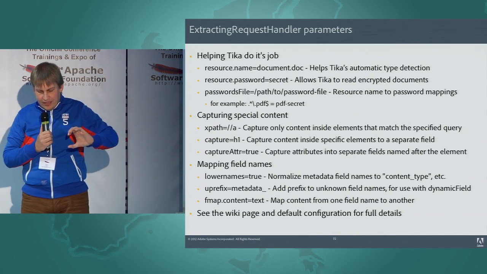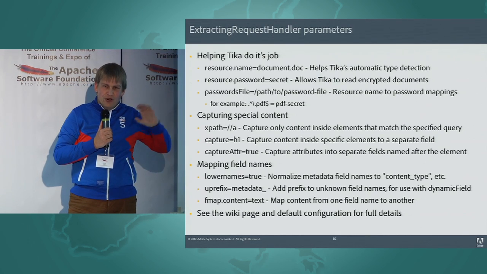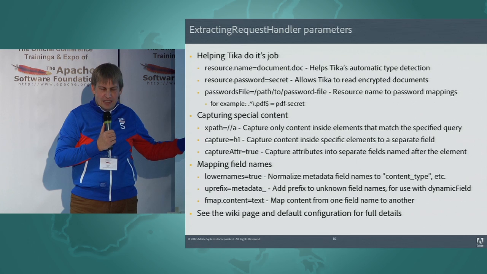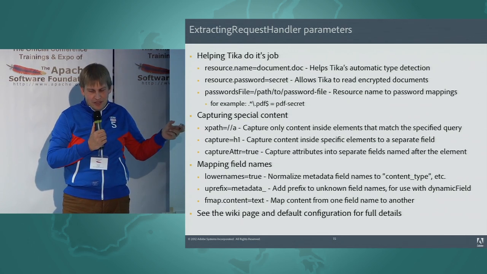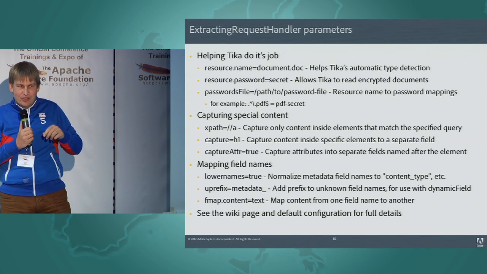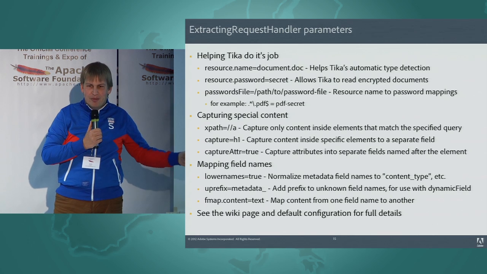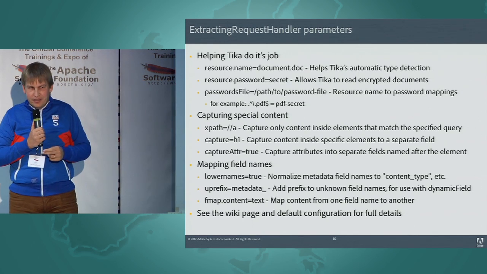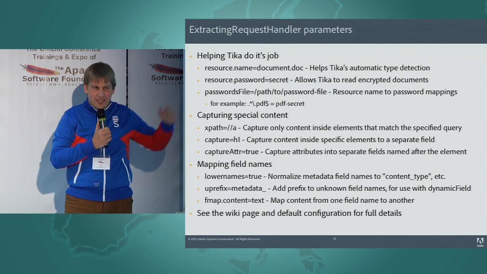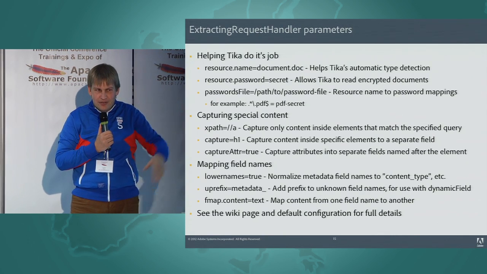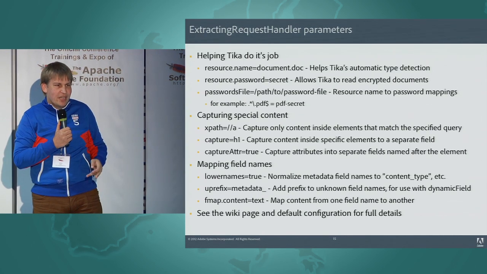Then there are these capture arguments that leave the normal extracted text as is, but they also capture specific parts of the document to separate fields. So I could use the capture to get, for example, all top level headings and put them into a separate field. So I could make a search for only the outline of a document instead of searching for all the content. That might be more relevant for some cases.